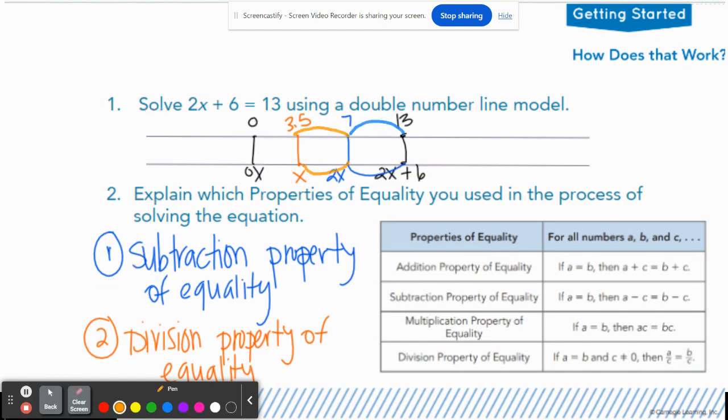Alrighty, and here is my work. I had to get rid of those scribbles. As you can see, my first step was to subtract from both sides. I subtracted 6 from both sides, and that got me 7 is equal to 2x, and that is annotated in blue. Then my second step was to divide by 2 because I've got 2 x's. I want to know what 1x was, so I divided both sides by 2. That left me with x is equal to 3 and 5/10. So that property was the division property of equality in orange.